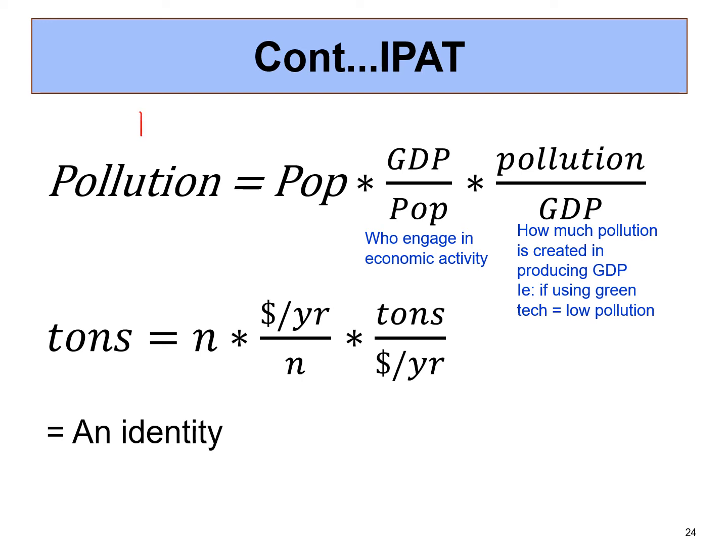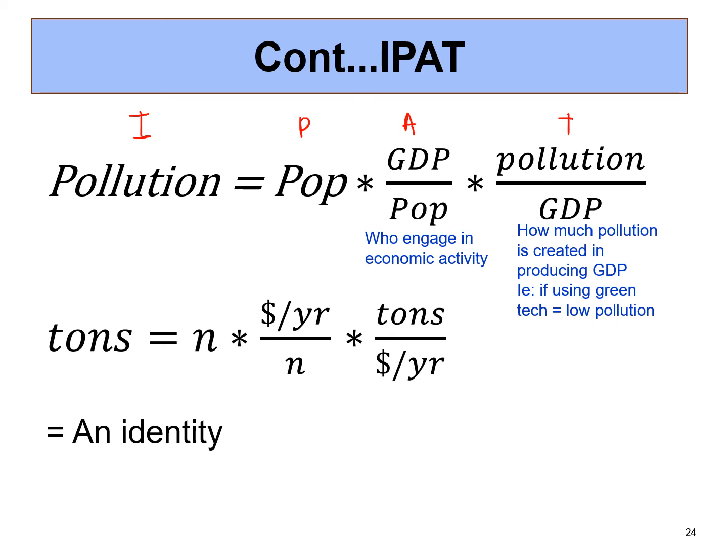So pollution is your I, environmental impact, while this is your P, population, multiplied with your affluence. Affluence will tell you how rich the country is per person, and it can be measured using GDP per population. It also tells you who engages in the economic activities. And then you will have your T, technology. Technology is measured using pollution over GDP. In other words, it will tell you how much pollution is created in producing your GDP.